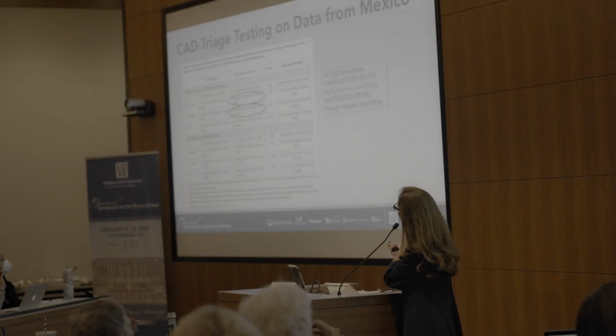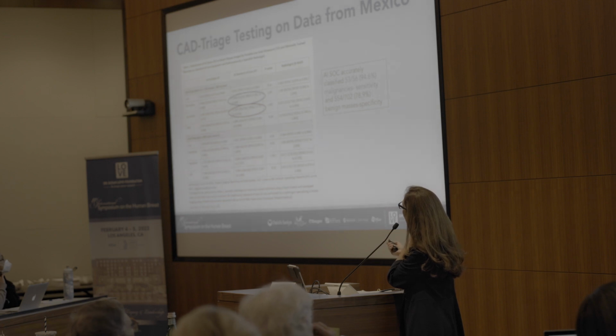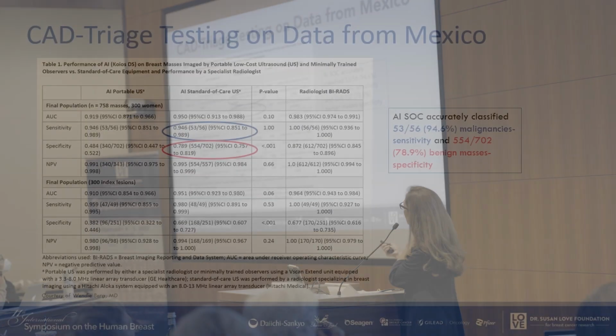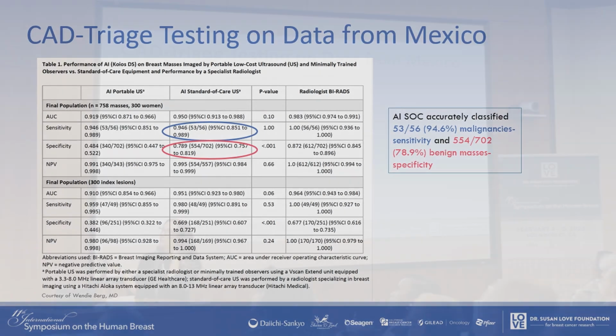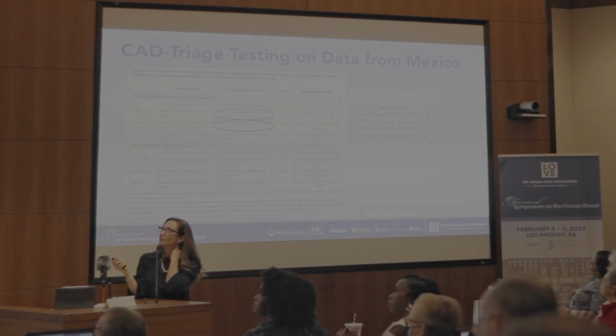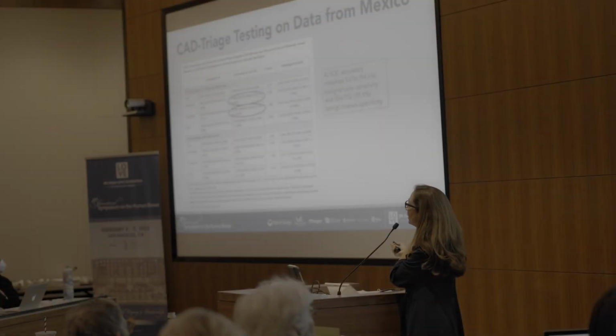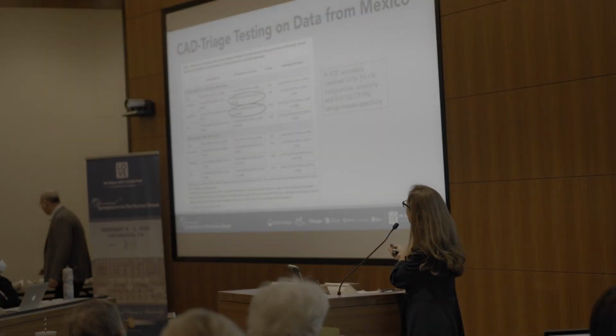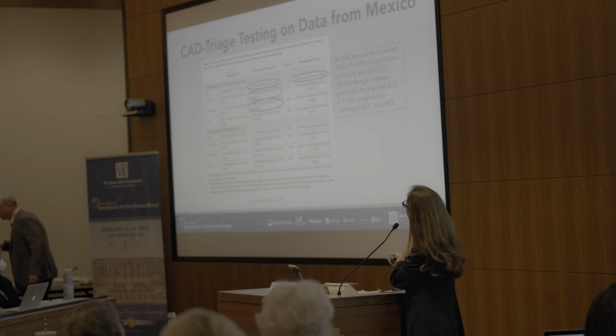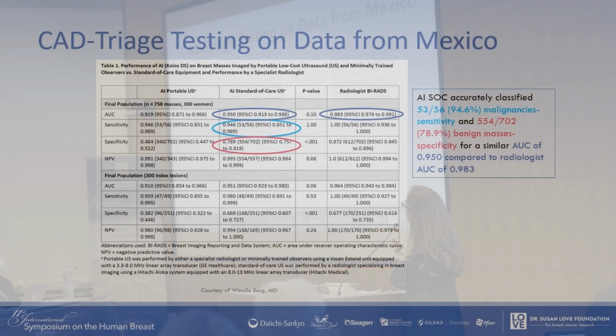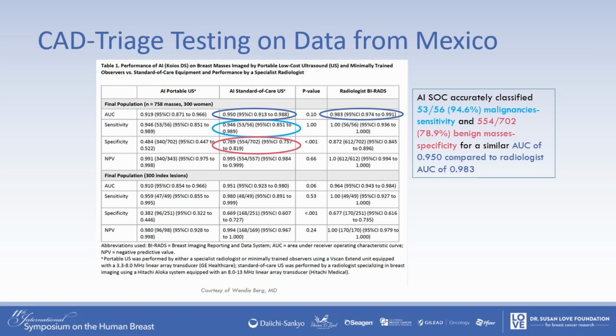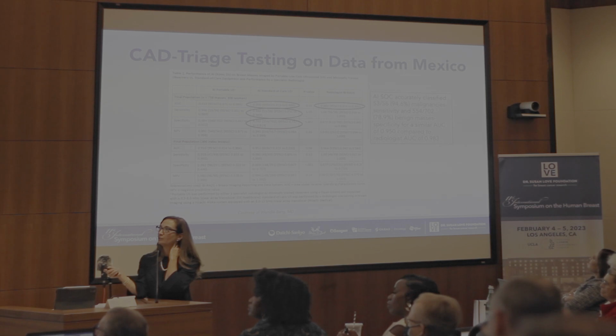And here we show a table showing the performance of the AI on the standard of care images versus the AI in the portable, and then the radiologist assessment. And the AI standard of care accurately classified 53 of the 56 malignancies for a sensitivity of 94.6% and accurately classified 78.9% of the benign masses. Here the area under the curve for the AI standard of care is 0.95 compared to the radiologist, which is 0.983, which is really great.